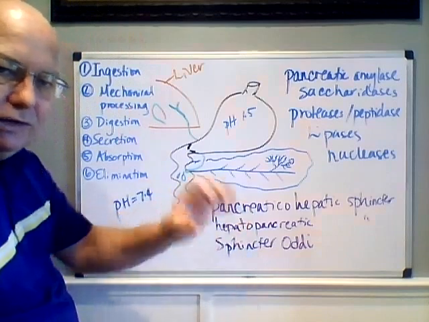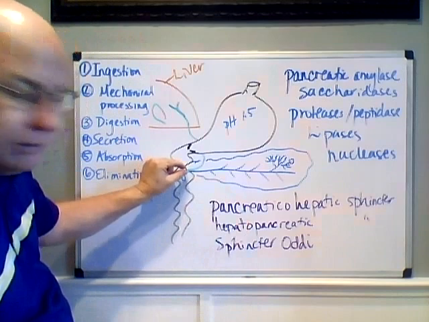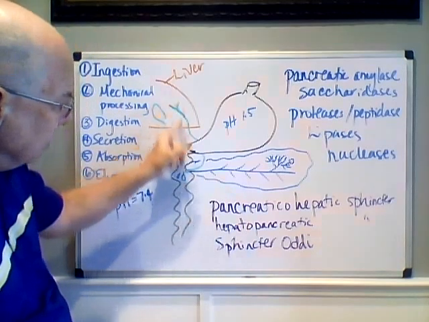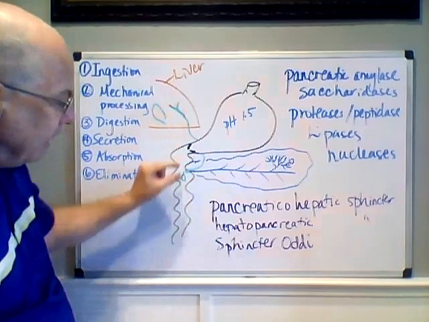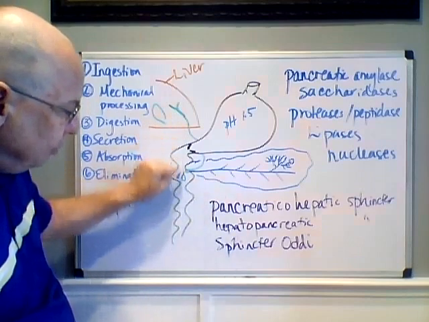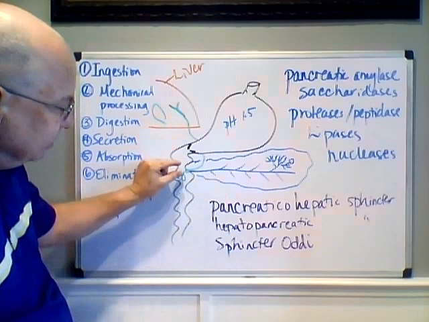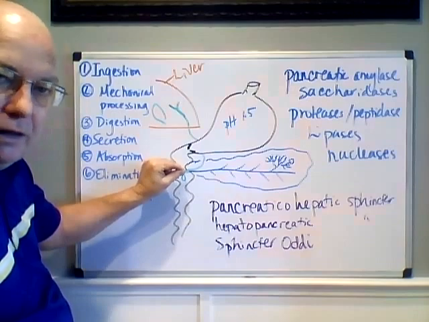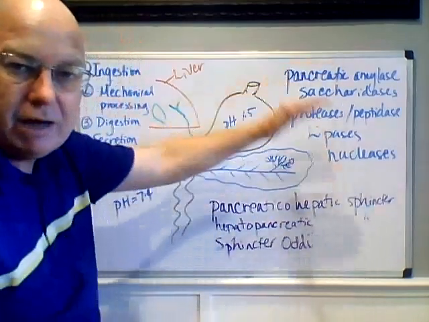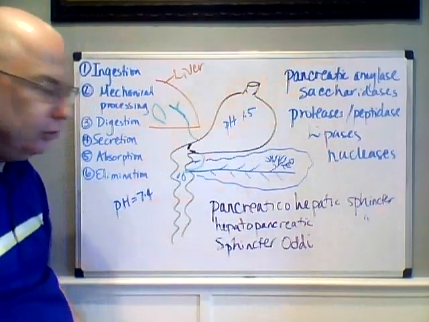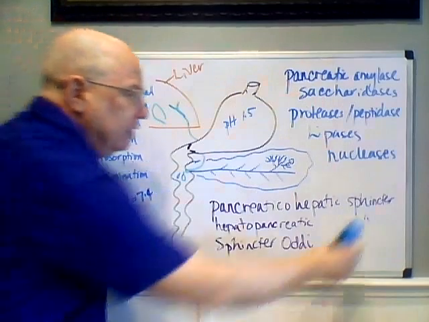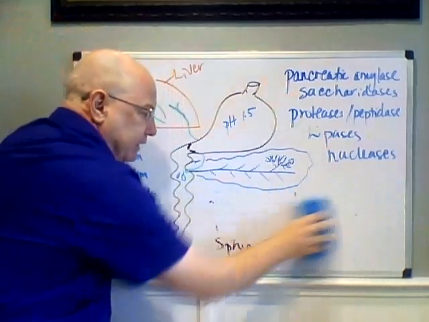It's a sphincter muscle, an annular muscle, at the opening to this pancreatic duct and the common bile duct where they meet up. And that muscle, if there's no food in the small intestine, clamps this shut so that we're not releasing any pancreatic juice, okay? So you need to know the sphincter of Oddi or the pancreatico-hepatic sphincter.